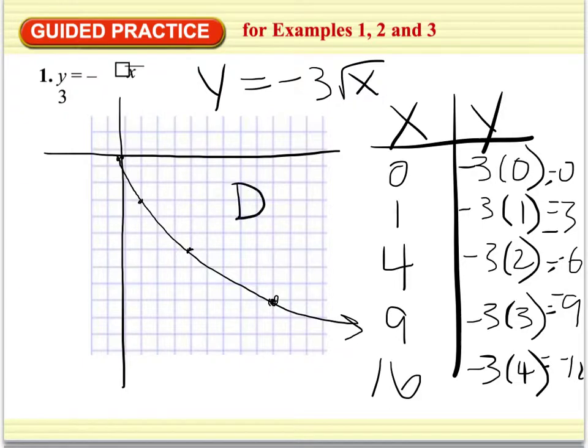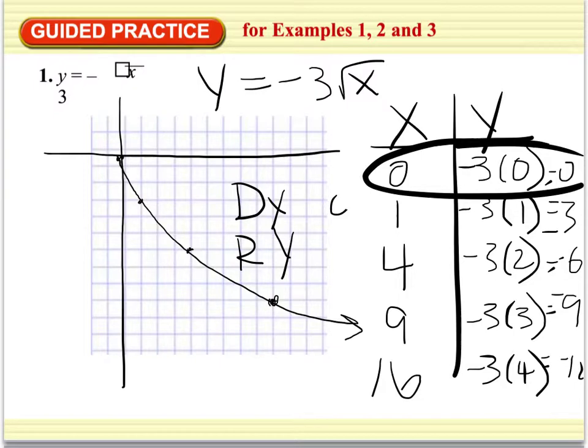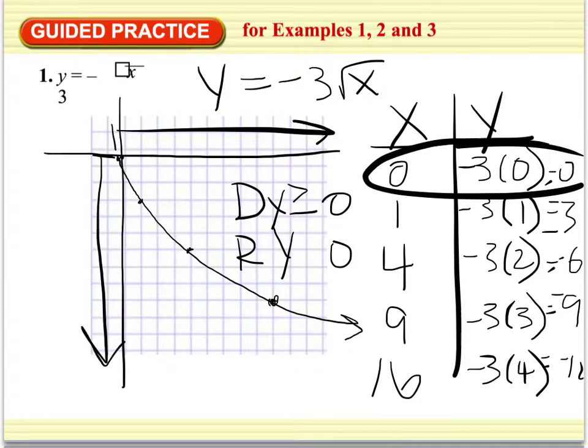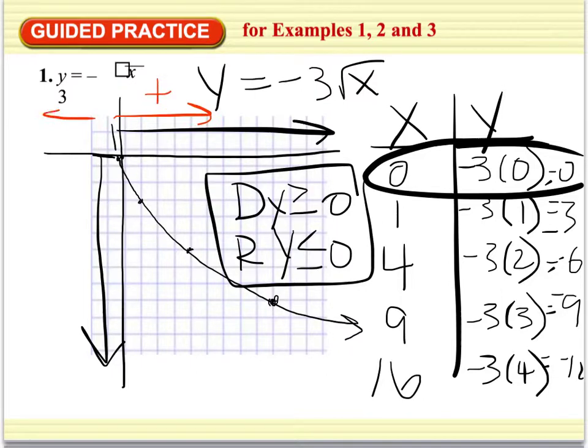Now let's talk about the domain and range on this one. So we start again at 0, 0, and the x's are all going to the right, so that's greater than or equal to. The y's this time, though, start at 0, now they're going down this way, so that's less than or equal to 0. So just remember that when it comes to the domain, to the right is positive, to the left is negative. And then with the range, down is negative and up is positive.